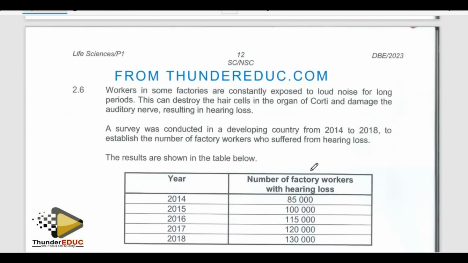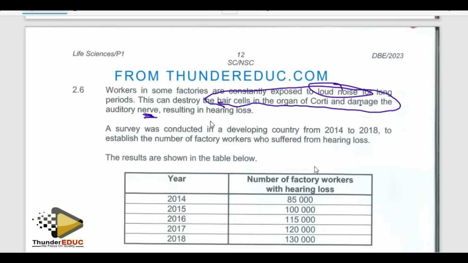Workers in some factories are constantly exposed to loud noise for a long period of time. This can destroy the hair cells in the organ of Corti. We know that now, the loud noise. People who are staying in towns where there is beeping and noise, someone putting on music, take note of that. It can damage the auditory nerve, resulting in hearing loss.